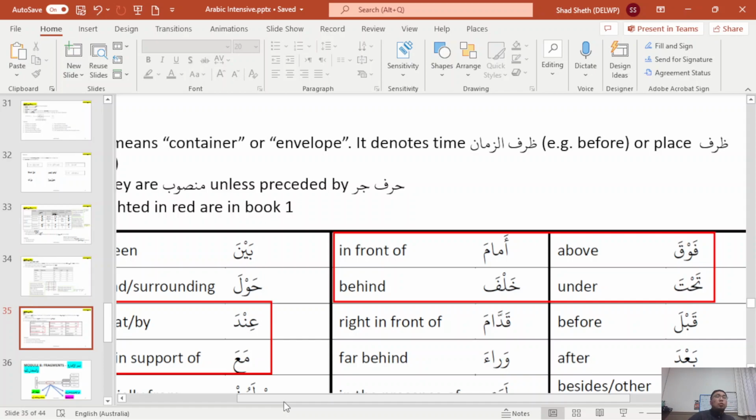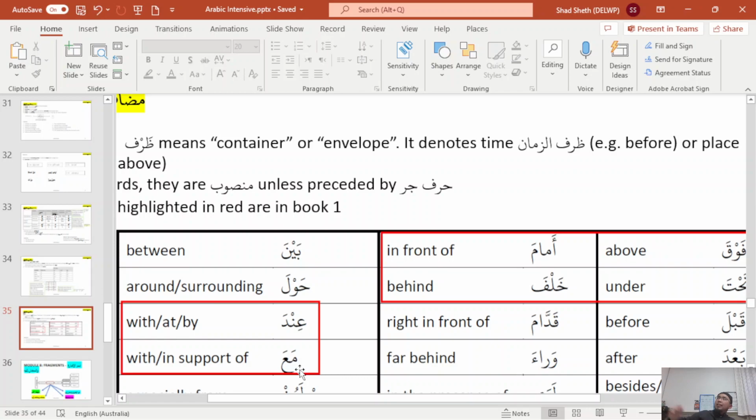Okay. So the ones that I highlighted in red there are in the book. That's why I highlighted them in red. The ones that are not in red are just for your information for now. But the ones in book 1 are those 4 at the top, and then another 2 here on the left, Inda and Ma'a. That one, I think maybe we'll learn that. No, not today, I think, because that one needs a little bit more practice.